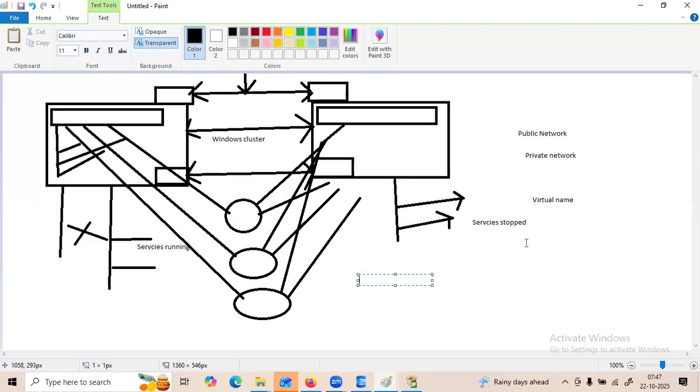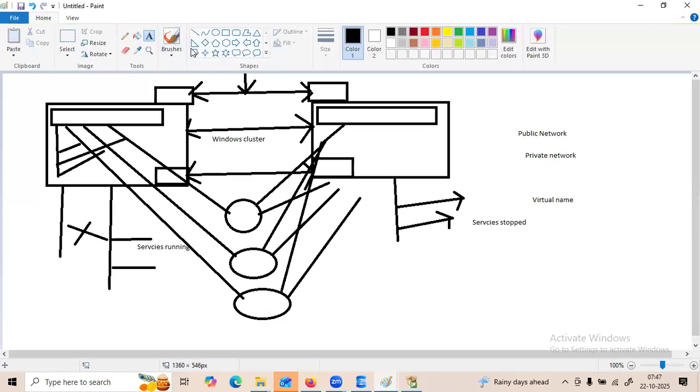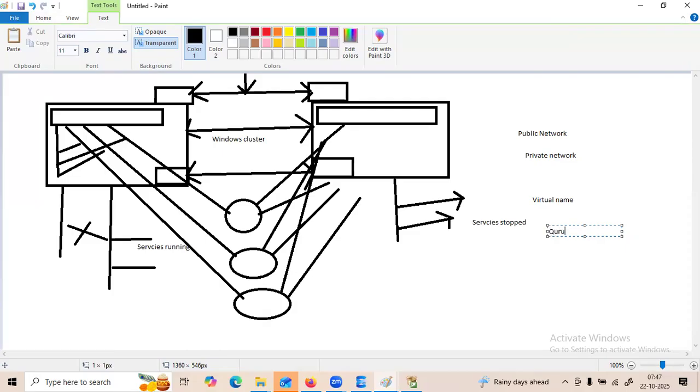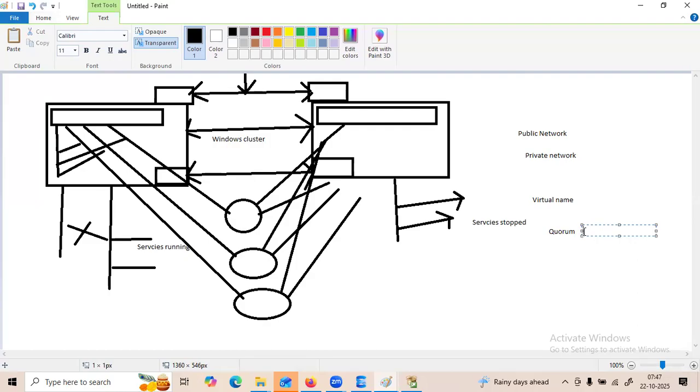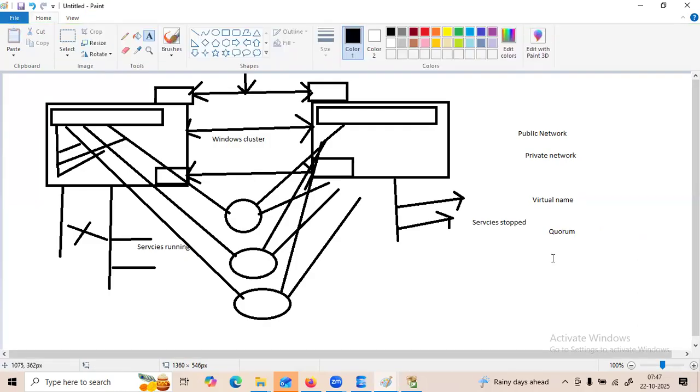So besides the virtual name, another key point is the quorum. The quorum is important for clustering. This quorum will also be configured by the Windows team. While installing SQL Server, we have different kinds of quorums, and we need to select node majority or file share or something else. So we have to choose the quorum while installing. So let me go to my document.